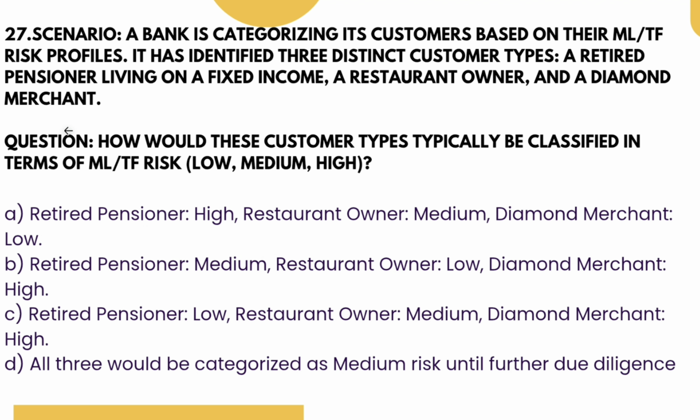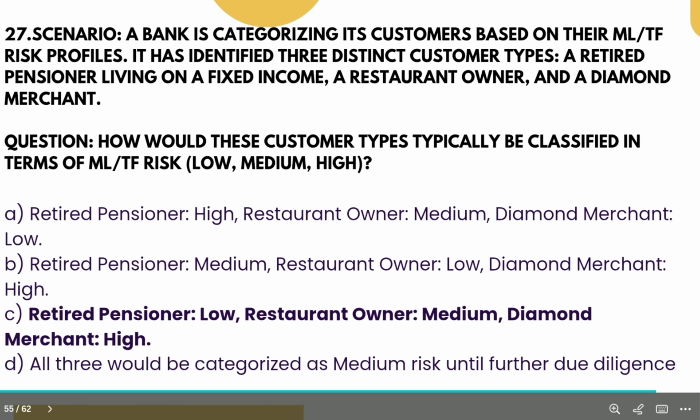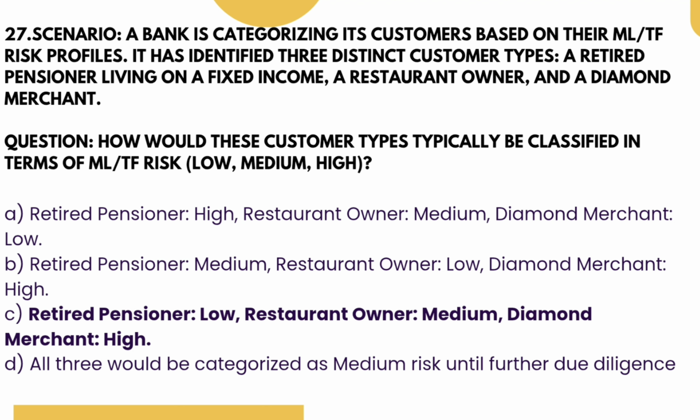Next question. A bank is categorizing its customers based on their money laundering and terrorist financing risk profiles. It has identified three distinct customer types: a retired pensioner living on a fixed income, a restaurant owner, and a diamond merchant. So how would these customers typically be classified in terms of money laundering and terrorist financing risks? The options are given, like the retired person should be high, or the restaurant owner should be medium, like this. The answer is going to be C.